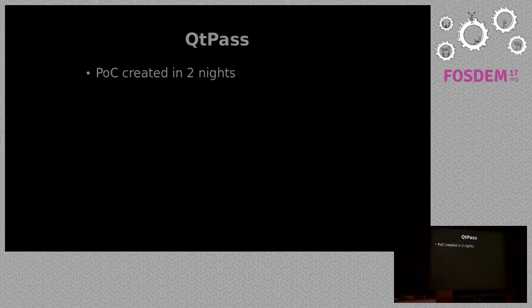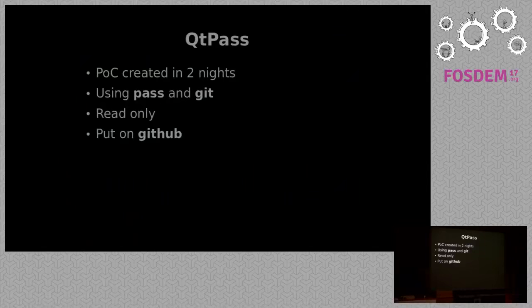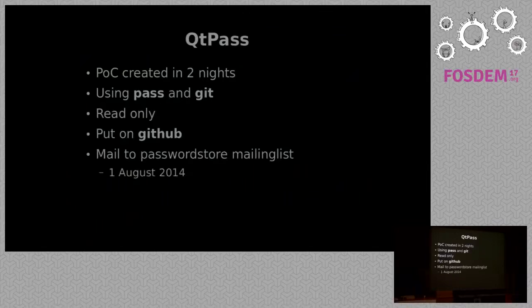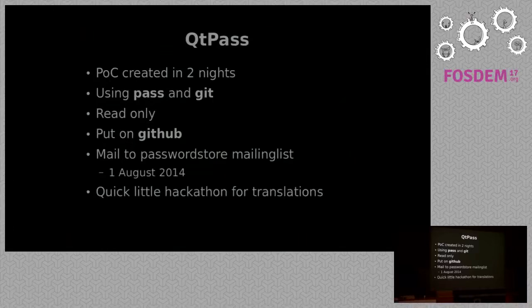So I wrote that proof of concept in 2 nights, waiting for night buses in Amsterdam. Laptop keeping me warm was pretty nice. It just uses Pass in the backend, and Git. It was a simple wrapper written in Qt. It was read-only. I put it on GitHub and did a small hackathon with a couple of friends to add translations. Then I sent a mail to the passwordstore.org mailing list on August 1st, 2014, to notify them that I'd written this simple read-only GUI thing. Have a look at it if you find it interesting. And that was it, a bit.